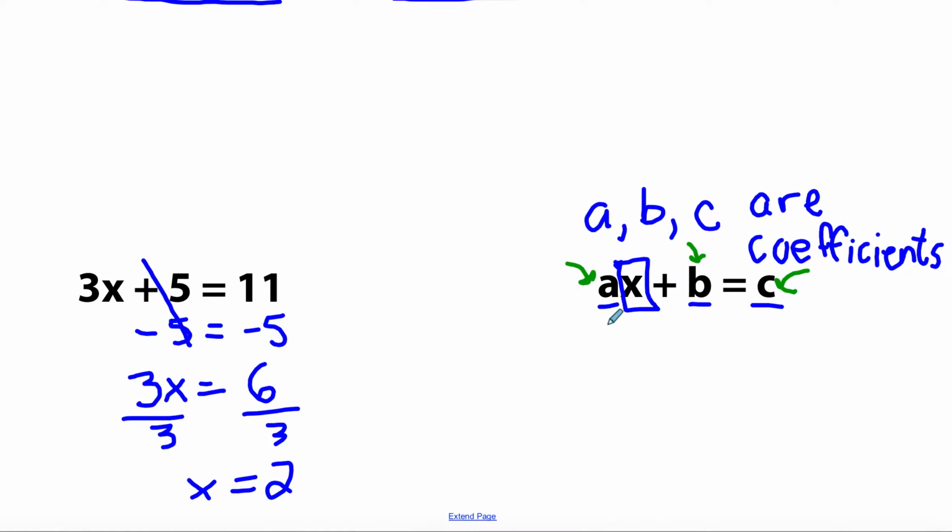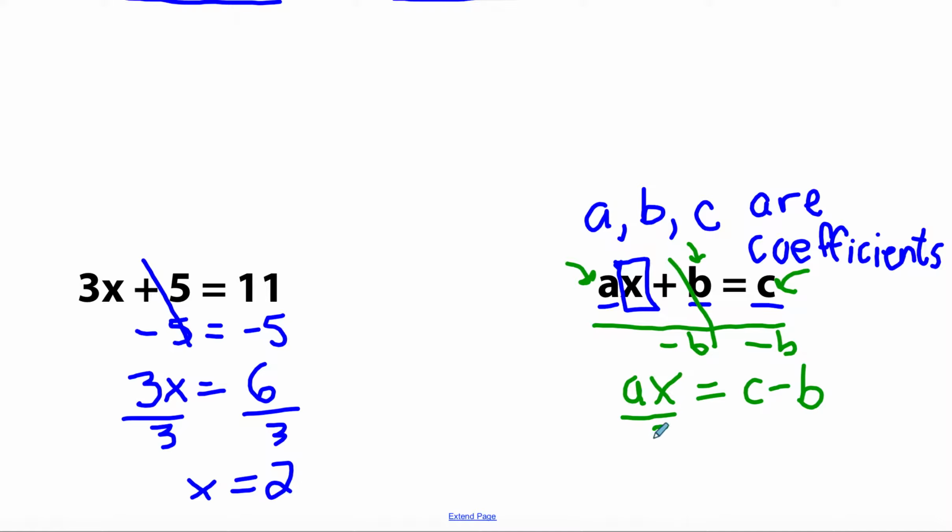So what did we do first? If we were to solve this linear equation for x, we would need to subtract b from both sides. So I'm going to subtract b. Over here, those cross out, and what's left is just ax. And over here will be c minus b. And then what do I need to do to get x by itself? I need to divide both sides by a. They will cross out, and x is going to be c minus b over a.